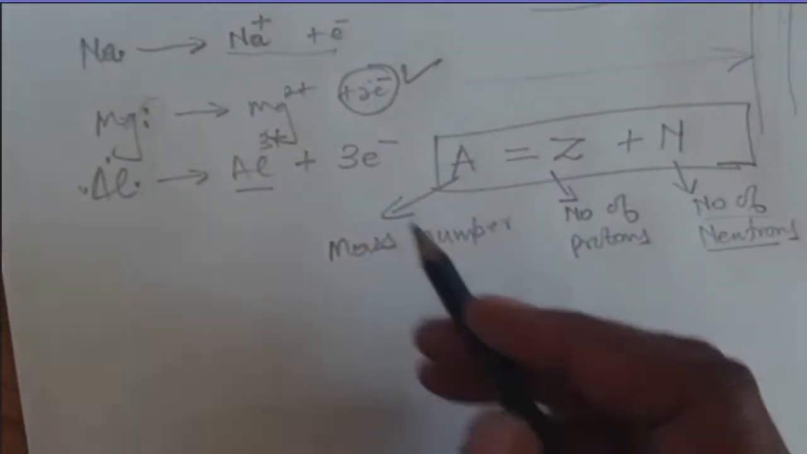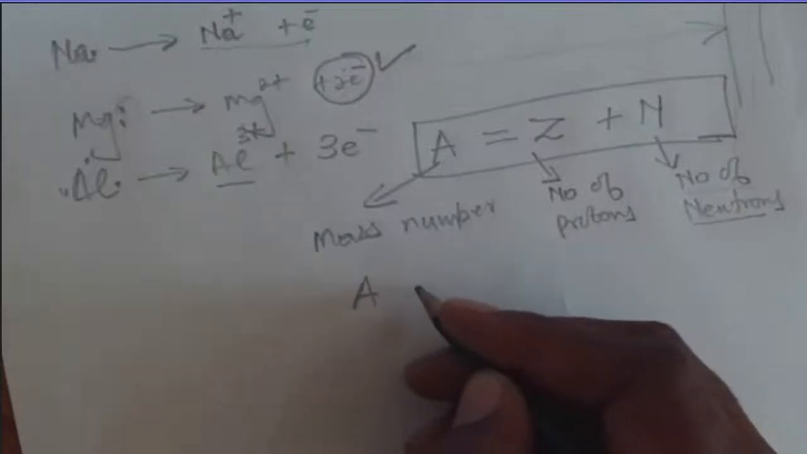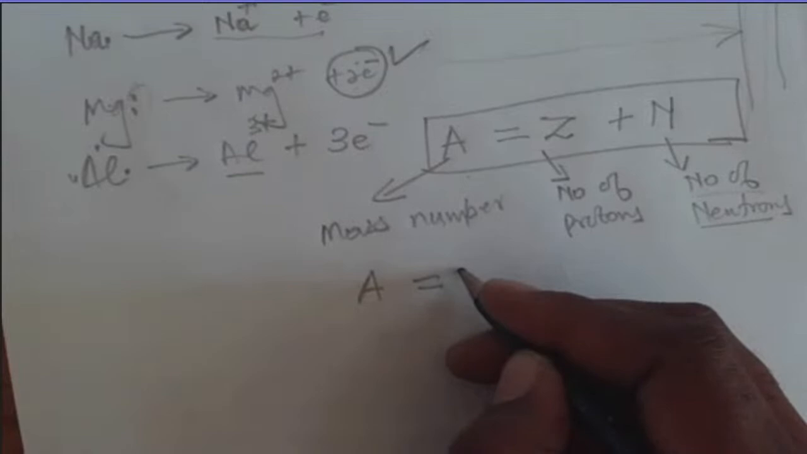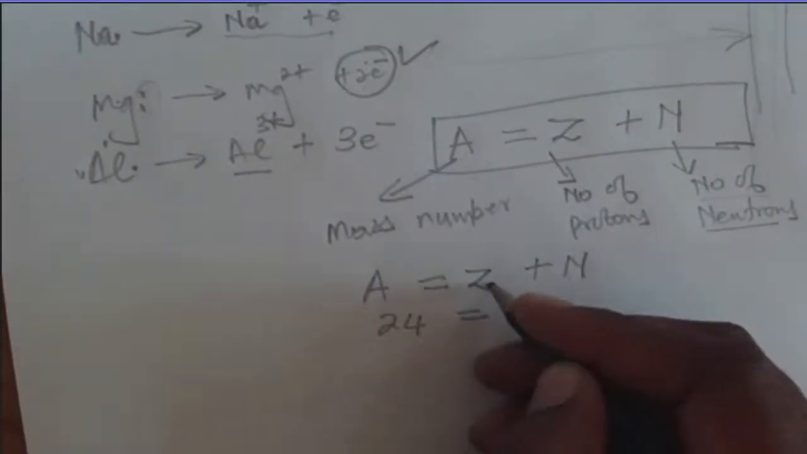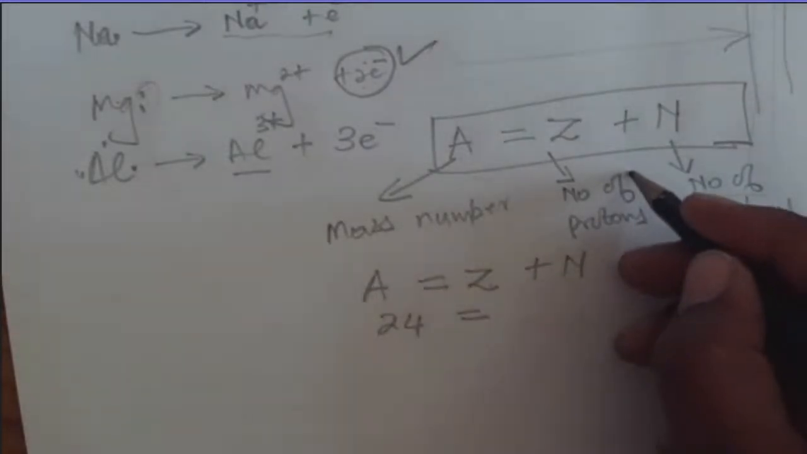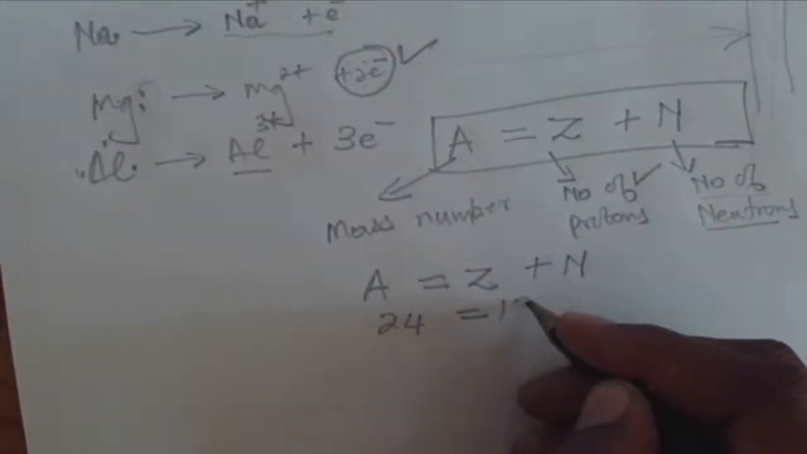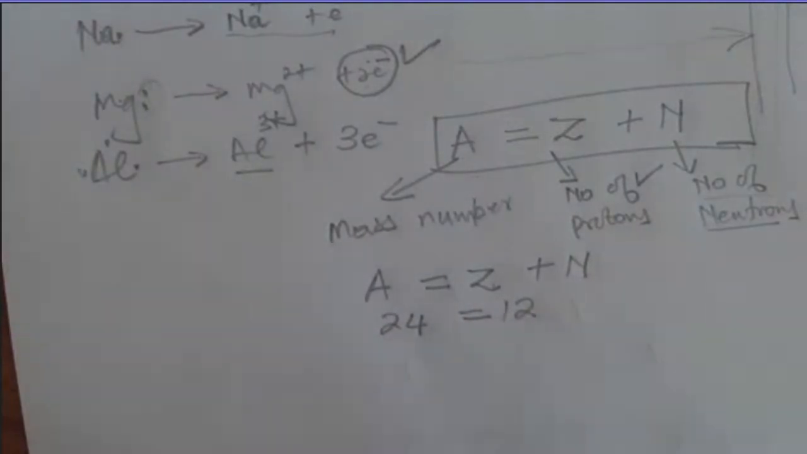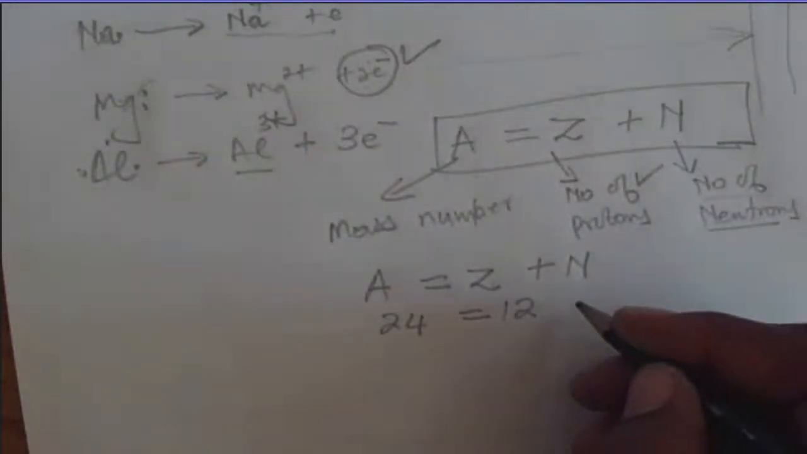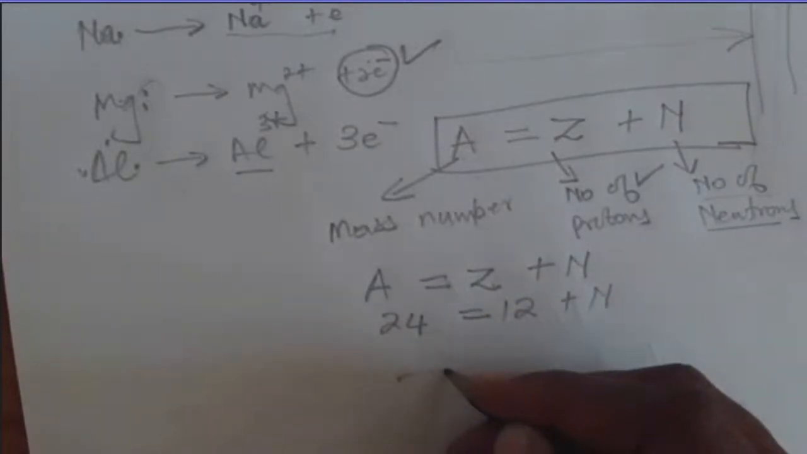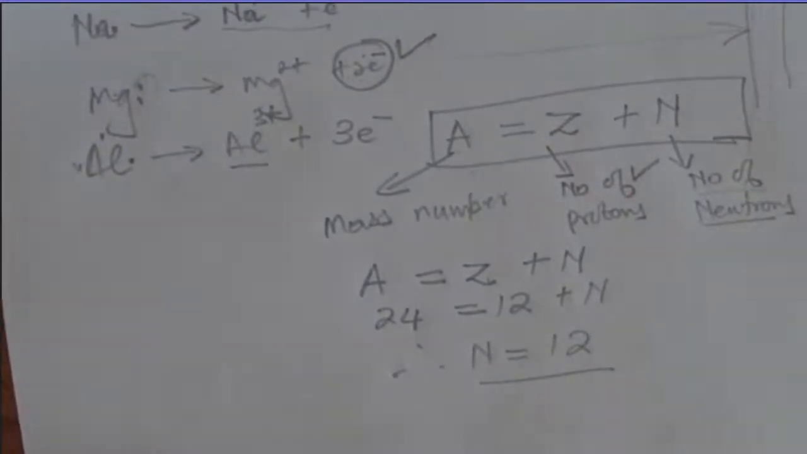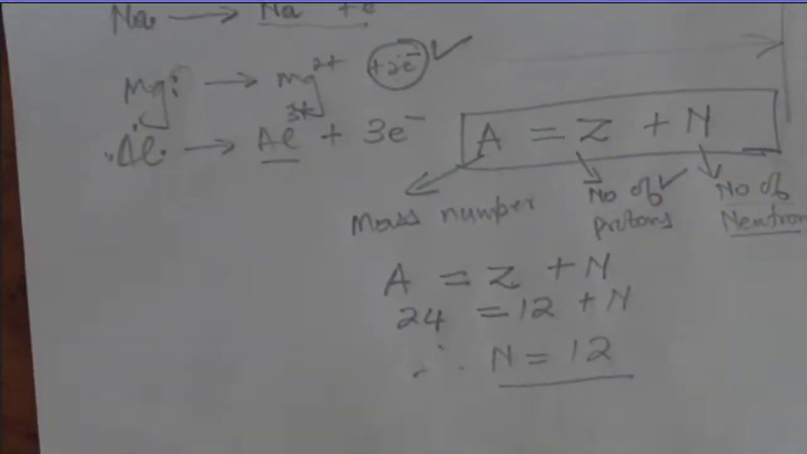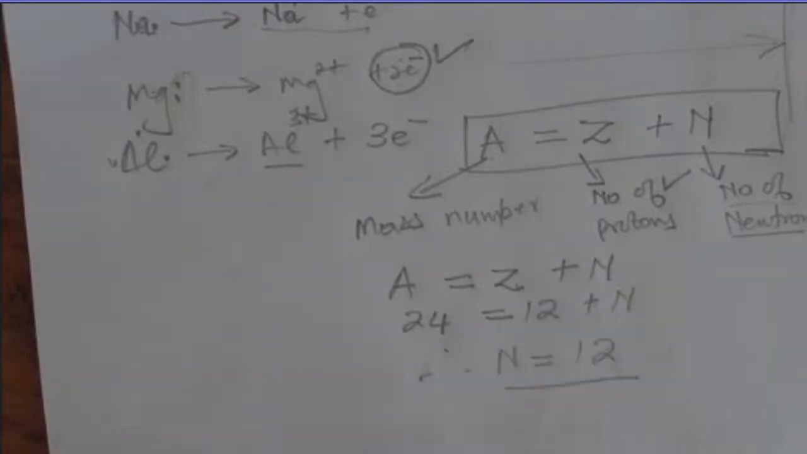So A, the mass for magnesium, is 24. A equals Z plus N, so 24 equals Z, the number of protons, which is 12, plus N. You can't lose protons, you only lose electrons. So N will be equal to 12. This is how we do that one.